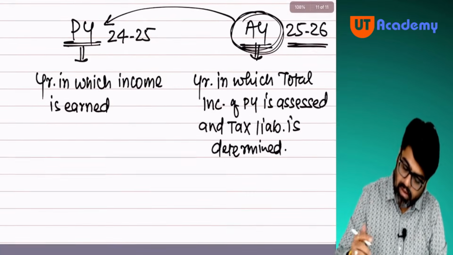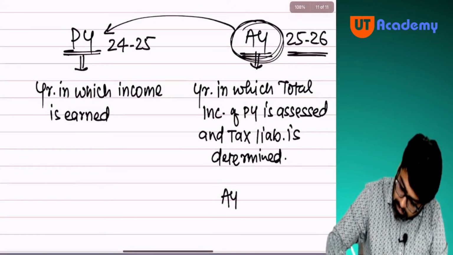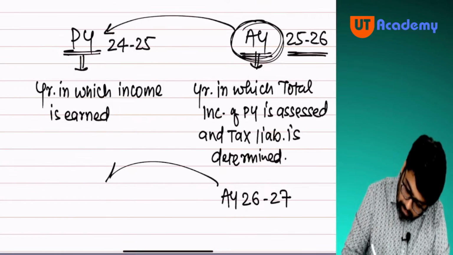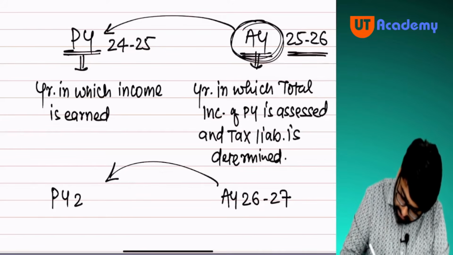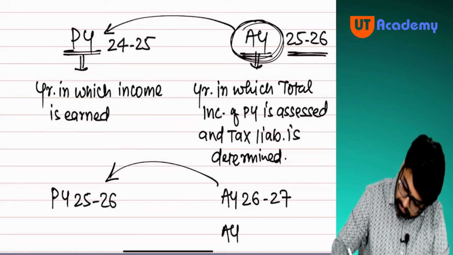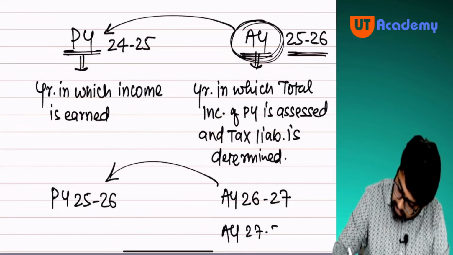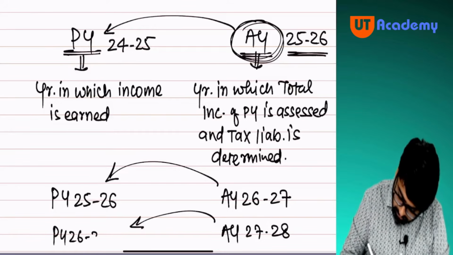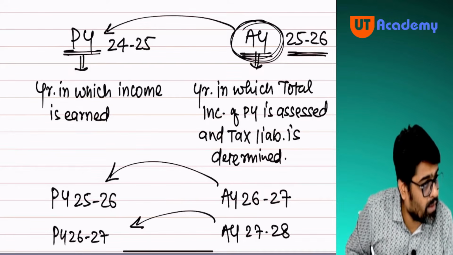So if I say that the assessment year is 26, what will be the previous year? 25. Okay, if I say assessment year is 27-28, what will be the previous year? Getting my point, what I am trying to tell you over here?